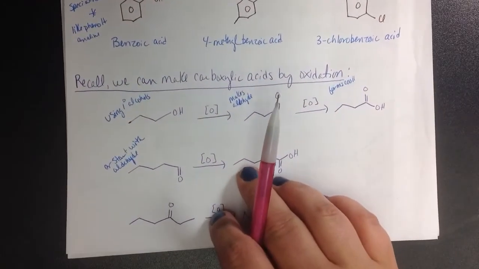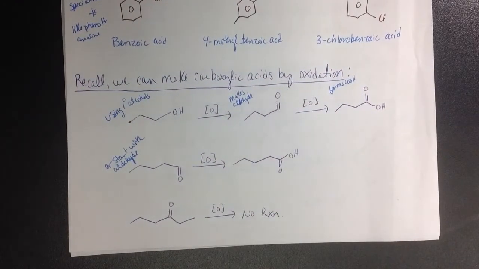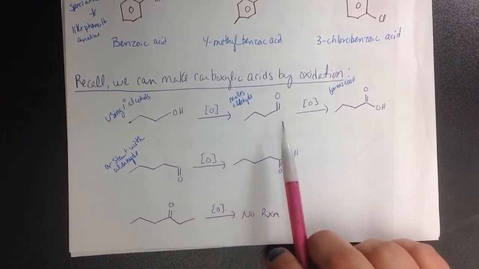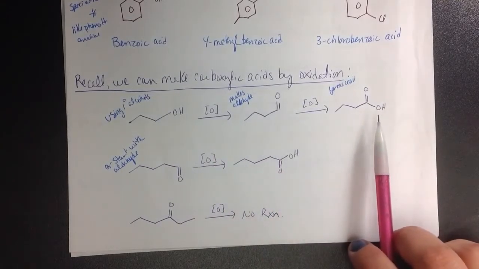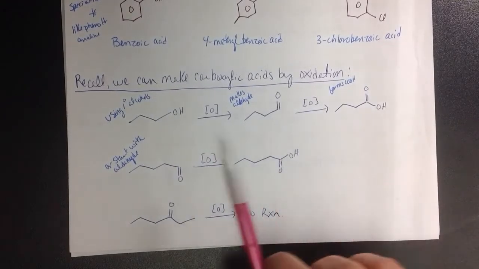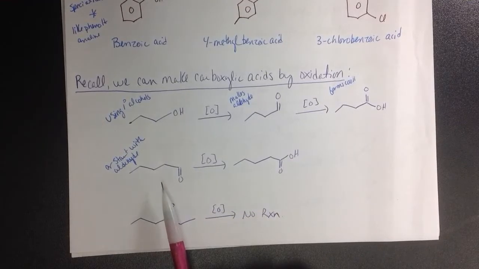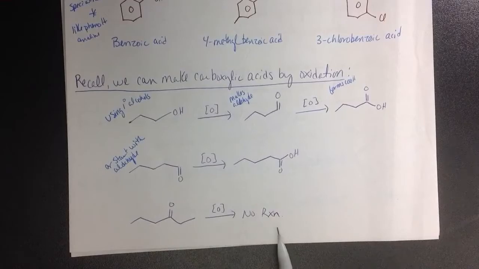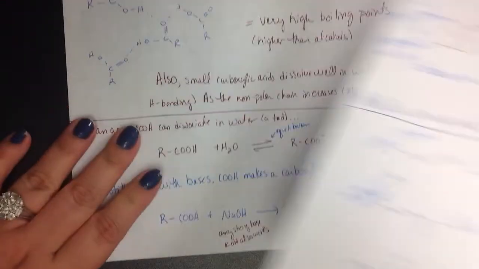Just as a reminder, this is how we end up getting these carboxylic acids. If we start with a primary alcohol, we can oxidize that to an aldehyde, which further oxidizes to a carboxylic acid. Or we can just start with the aldehyde, that's totally fine too, and you'll get a carboxylic acid. Just as a reminder, we cannot do that with ketones.